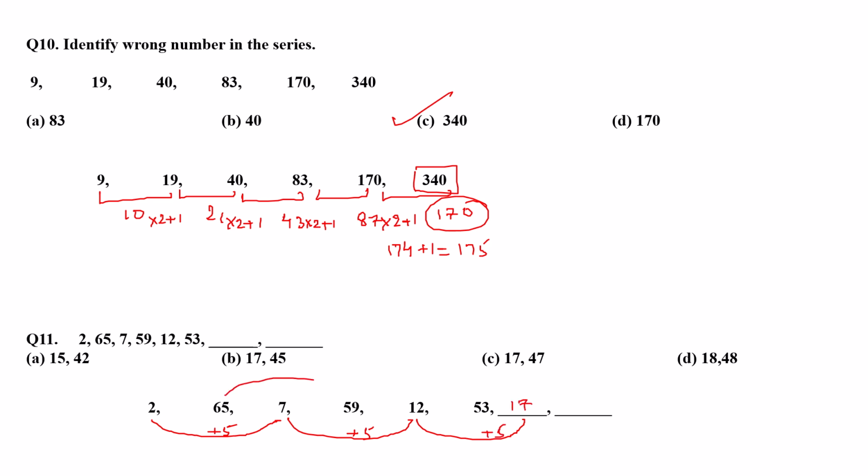Next 65 and 59. If I subtract 6, I will get 59. Again subtract 6, you will get 53. And in 53, if you subtract 6, you will get 47. So C is the correct option, isn't it? So question 10 and question 11 is again series based question only. Okay, now moving to question number 12.